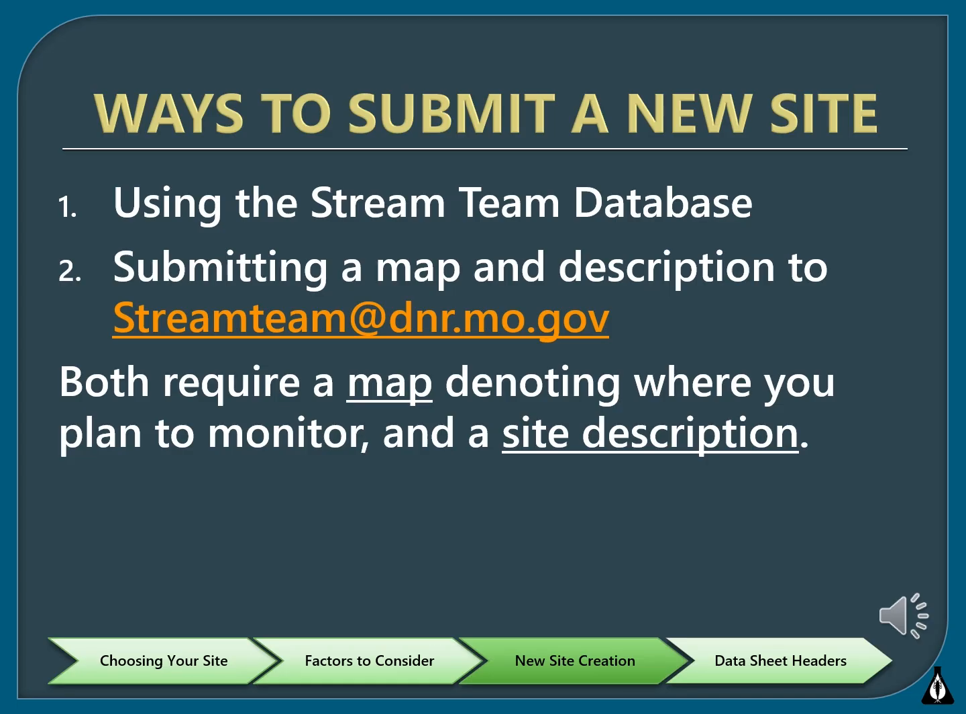There are two ways that you can submit sites to us. The first is by using our database. This is by far the easier and more efficient way to gain a new site. The database allows you to select a stream location on a map where you wish to begin monitoring, and or you can adopt a site that has already been created by other Stream Team volunteers. The second way you can let us know where you want to monitor is by submitting an image or a physical copy of a map with your monitoring location marked and with a site description. We'll go over both of these in detail in the next few slides.